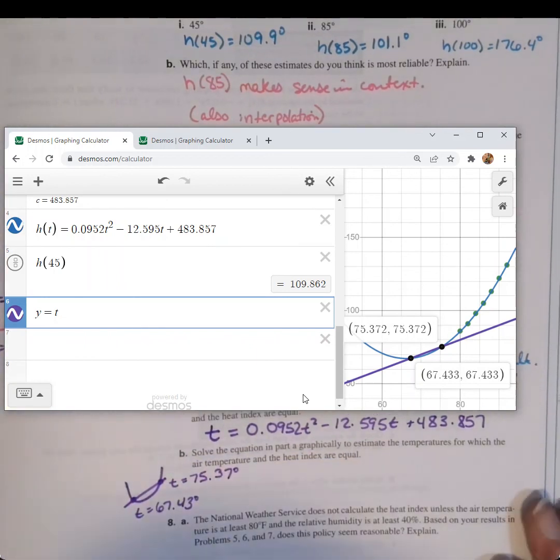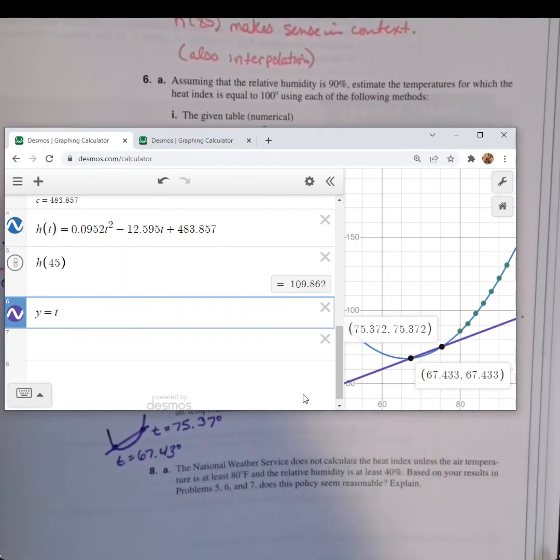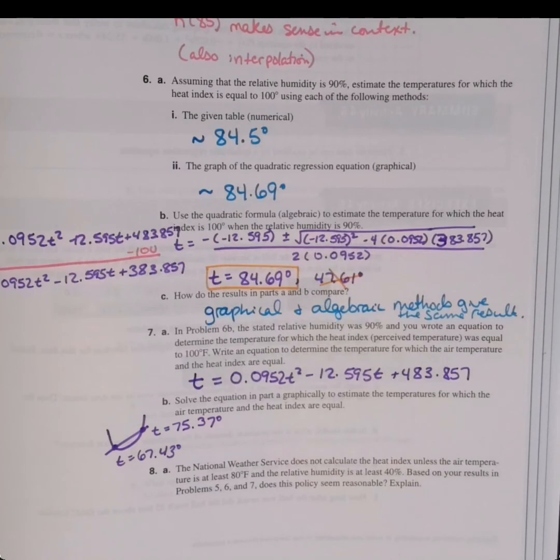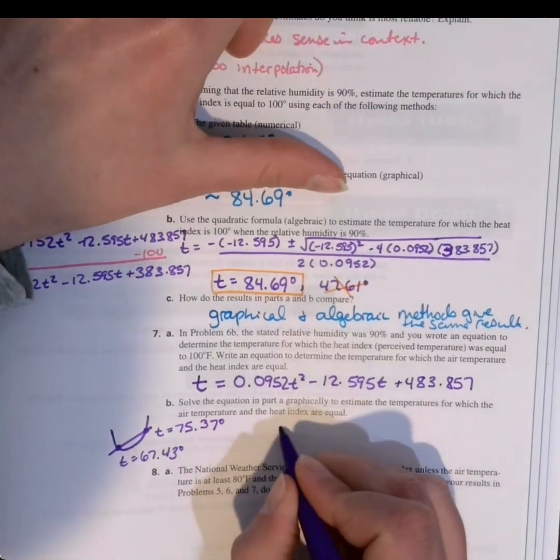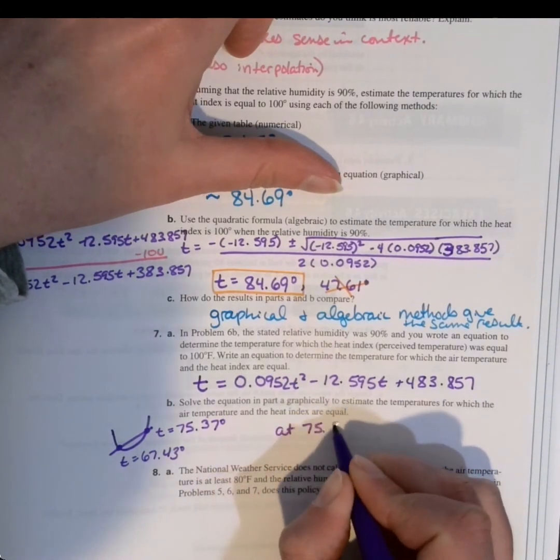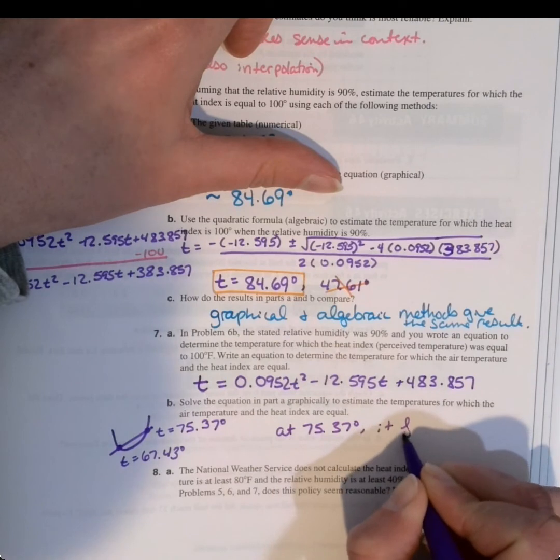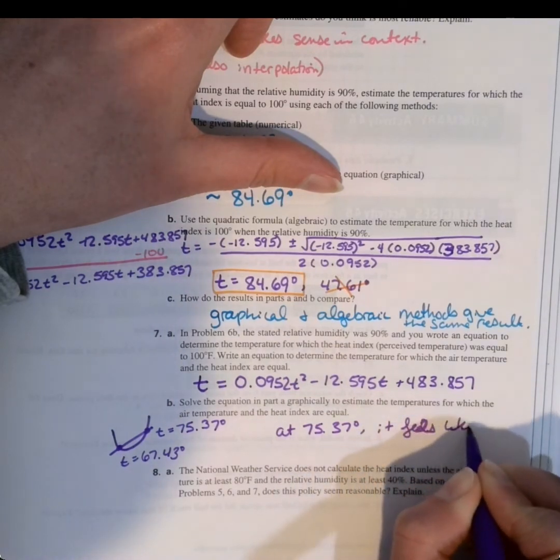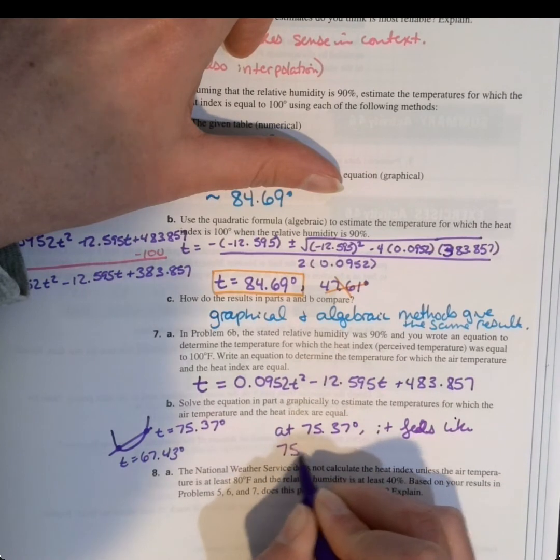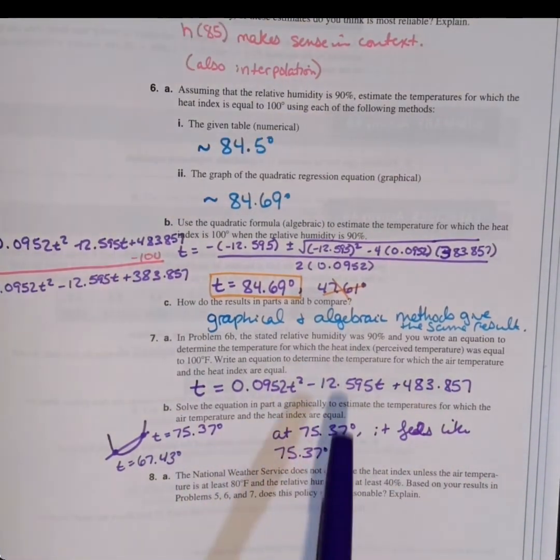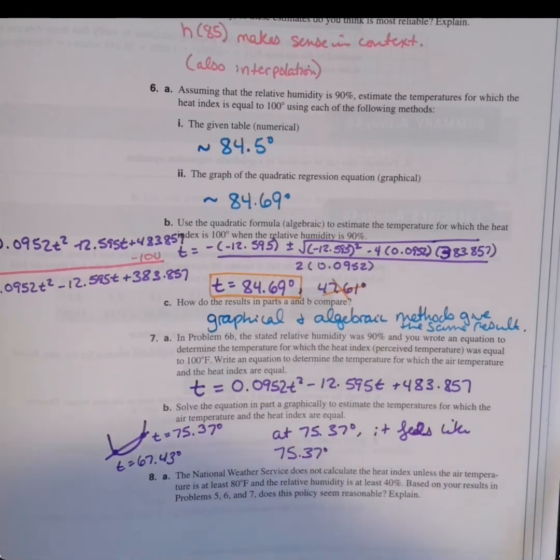degrees. Okay. Now, both of these are a little low because they're below 80 degrees. We're going to say the 67 degrees is probably not going to make sense in context, but the 75 one, even though it's lower than 80, it's closer. So we can state that at 75.37 degrees, it feels like, because the heat index is what it feels like, right? It feels like 75.37 degrees. So that's what it would mean if the temperature and the heat index were equal. It is what it feels like, even if you're at 90% humidity. Okay.